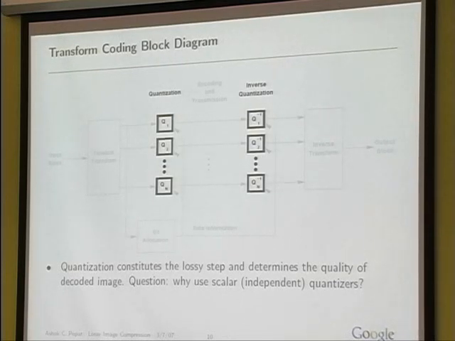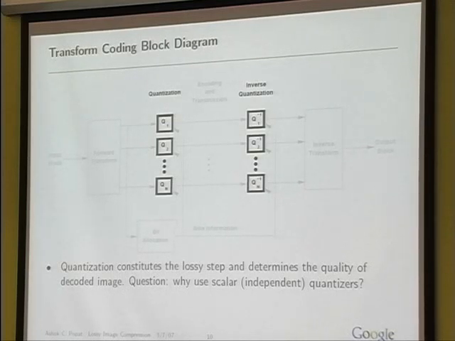So let me ask, can anybody think of why we use scalar quantizers here? I mentioned a minute ago the possibility of vector quantization. We'll get to it, but I'm wondering if people have an intuition already. Yep. Right. Computationally, much more attractive to use scalar quantizers.